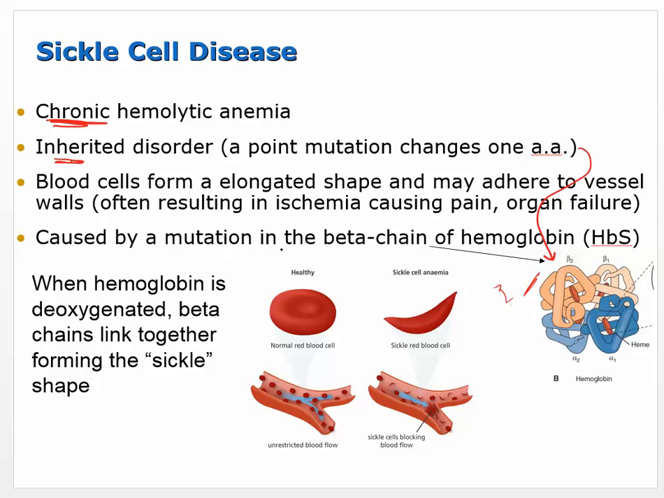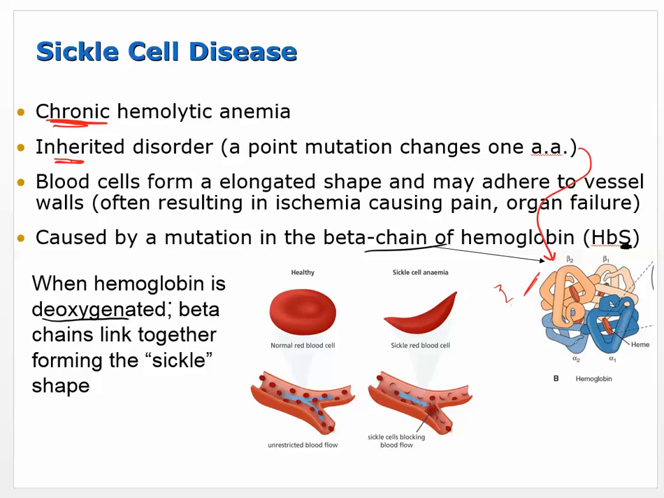Like I said, it's caused by a mutation in the beta chain of the hemoglobin, and this matters when the hemoglobin is deoxygenated. So it's not just that you have this HbS, hemoglobin sickle, that's what the S stands for. So instead of beta, we say that it's hemoglobin sickle because it's this mutated form of beta.